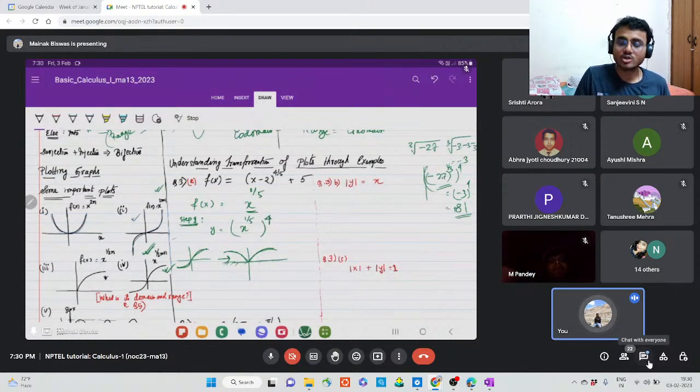So it will be reflection over the x-axis. So all negative numbers will be plotted to a positive number. So reflection over x-axis.